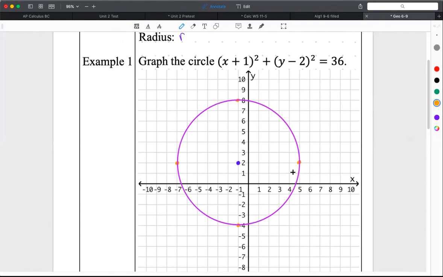All right, I'm going to pause here for maybe 30 seconds, and then I'm going to move on to example 2, and then you can do the homework. All right, I'm moving on to the next problem. Example number 2.